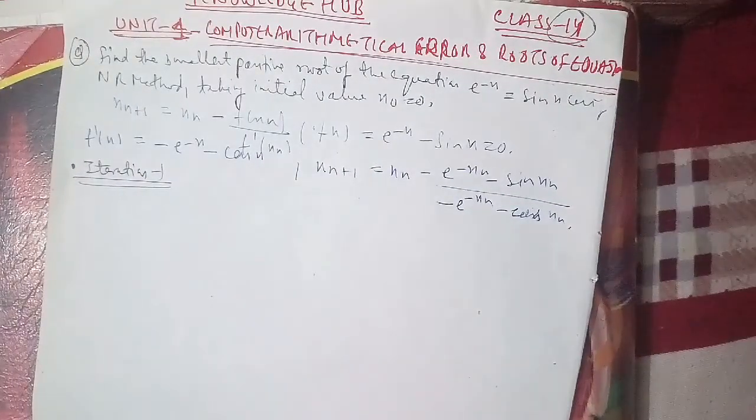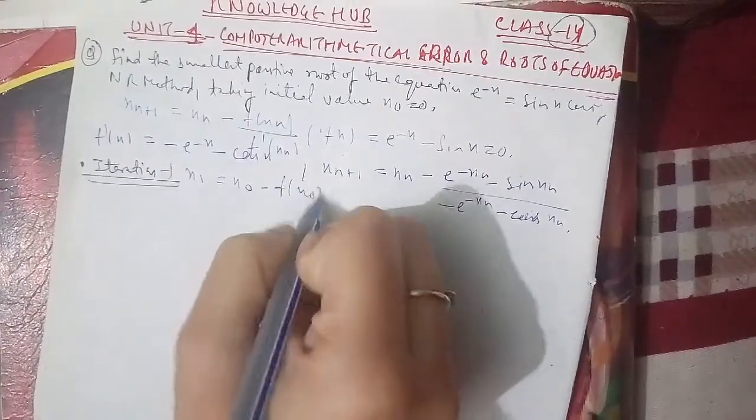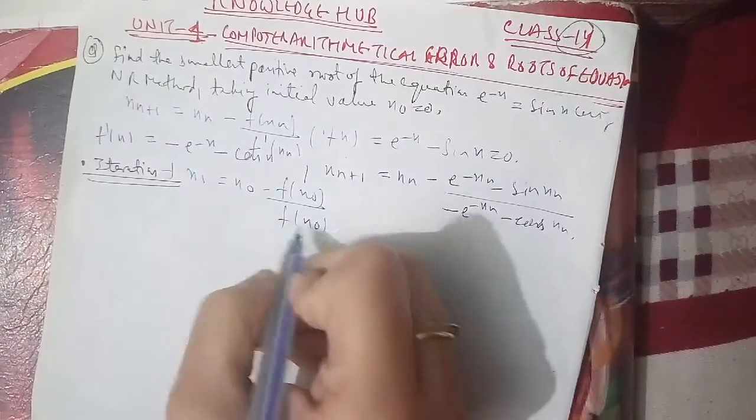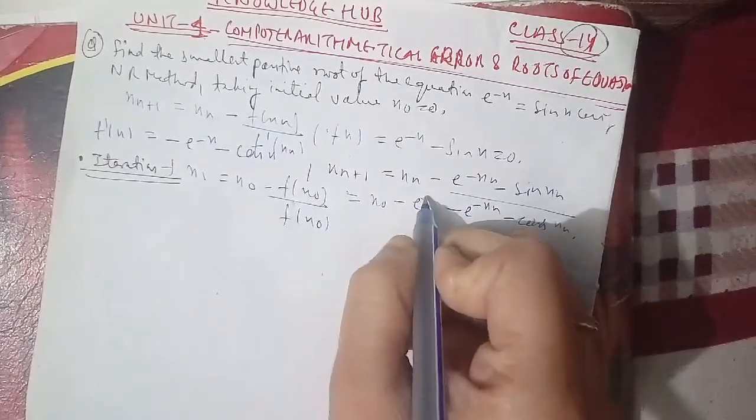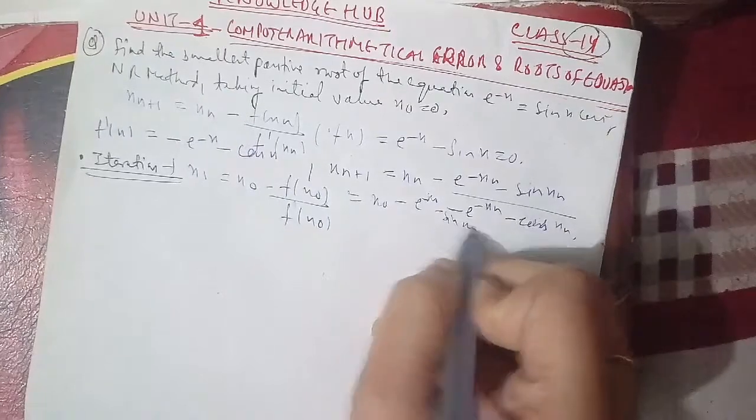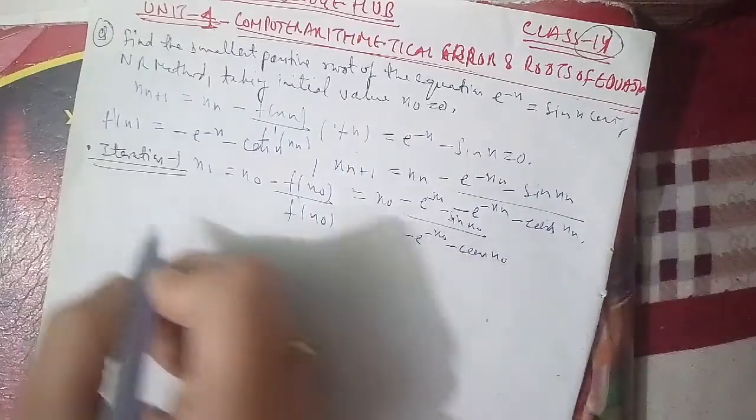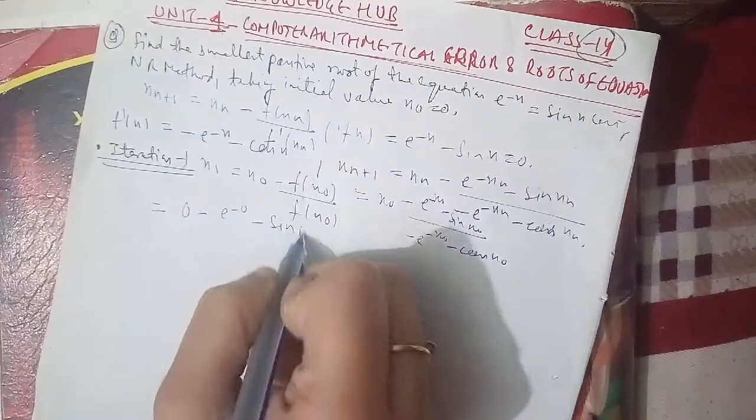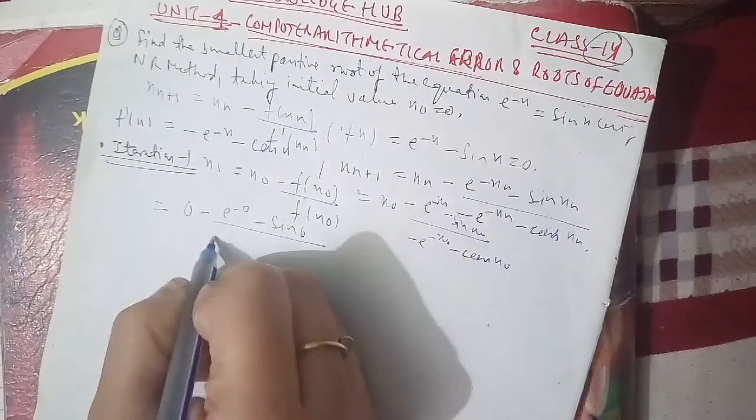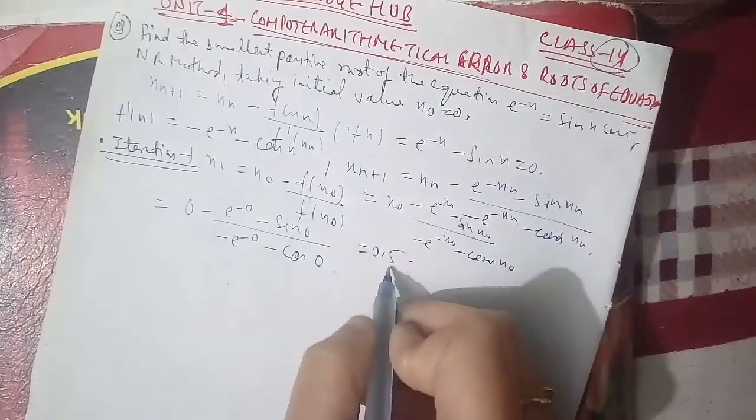So for iteration 1, x1 is equal to x0 minus f(x0) upon f'(x0), which is equal to x0 minus e to the power minus x0 minus sine x0, upon minus e to the power minus x0 minus cos x0, equal to 0 minus (e to the power minus 0 minus sine 0) whole upon (minus e to the power minus 0 minus cos 0), that is equal to 0.5.